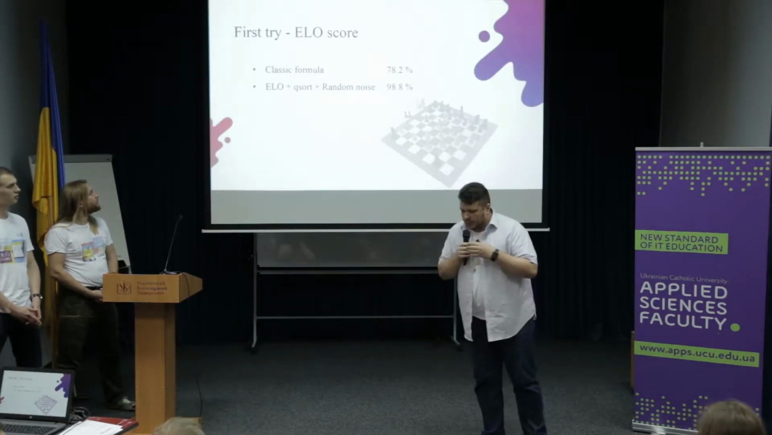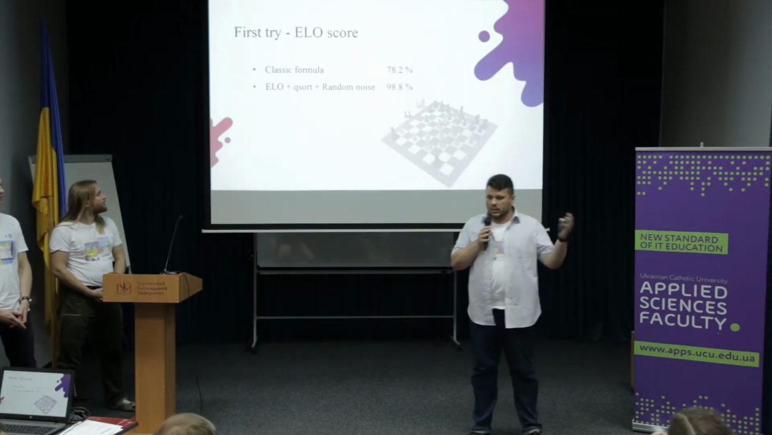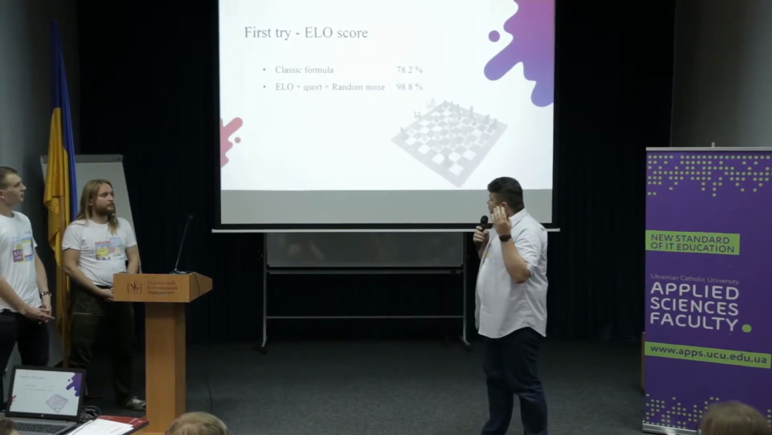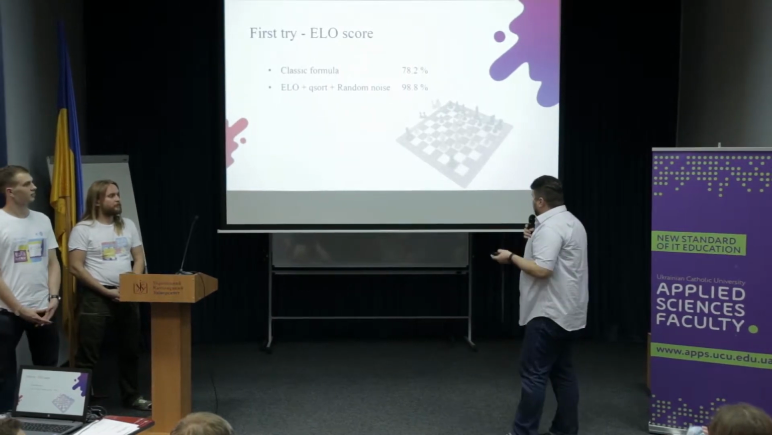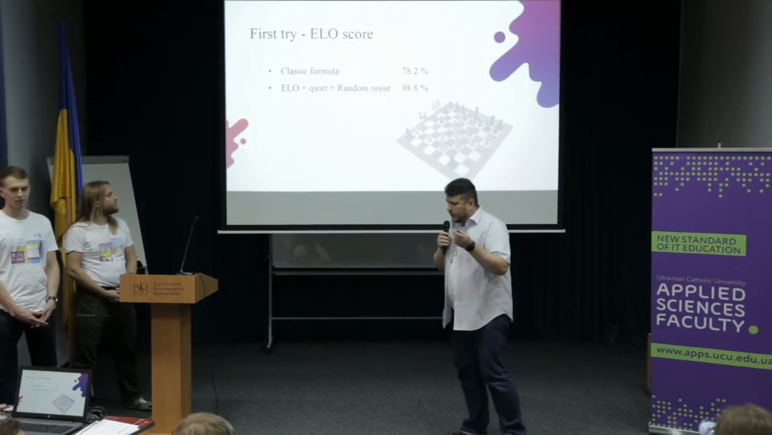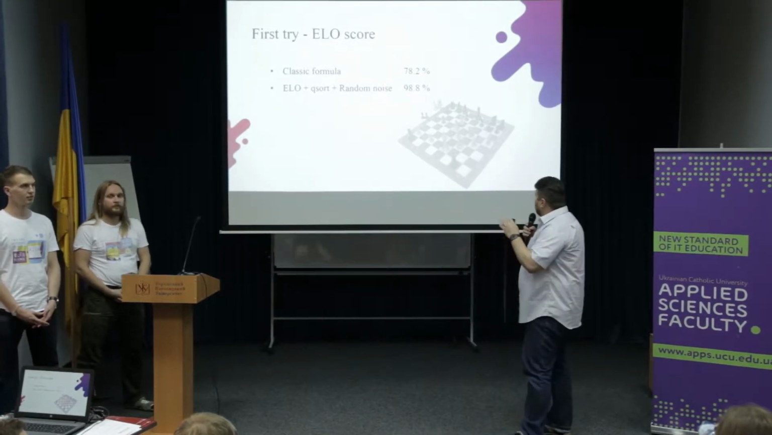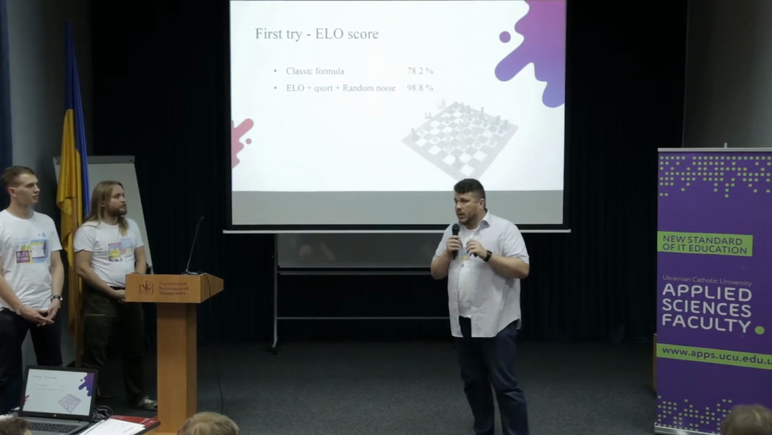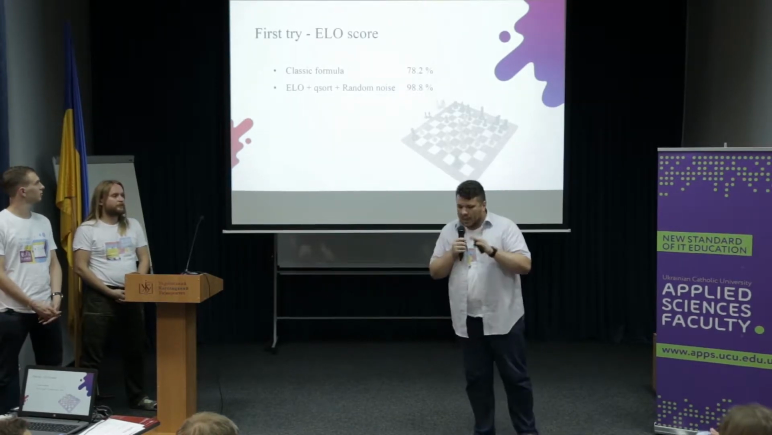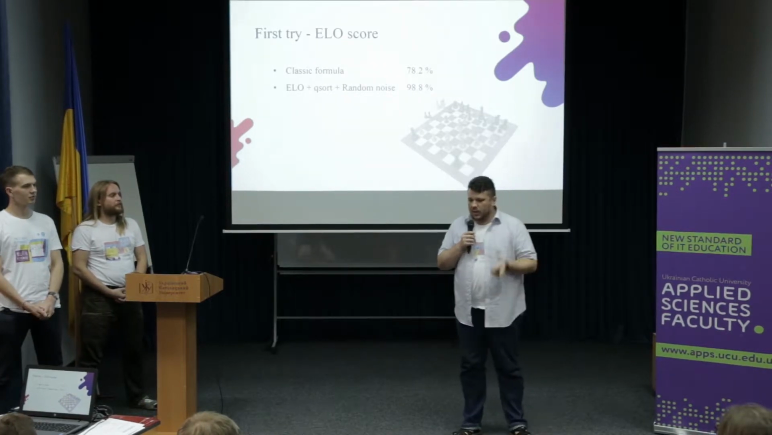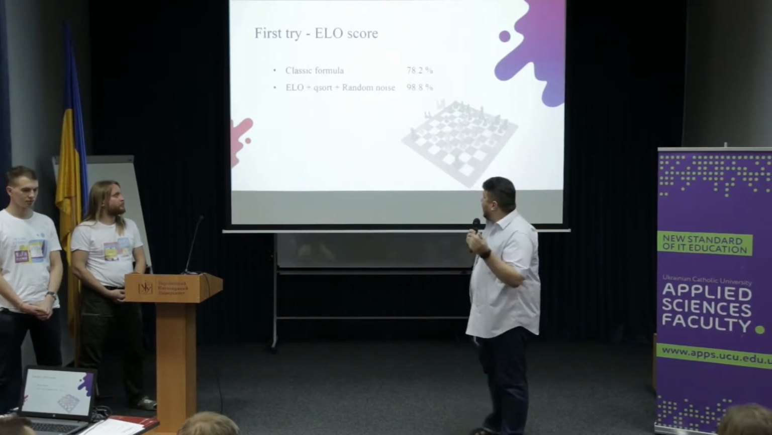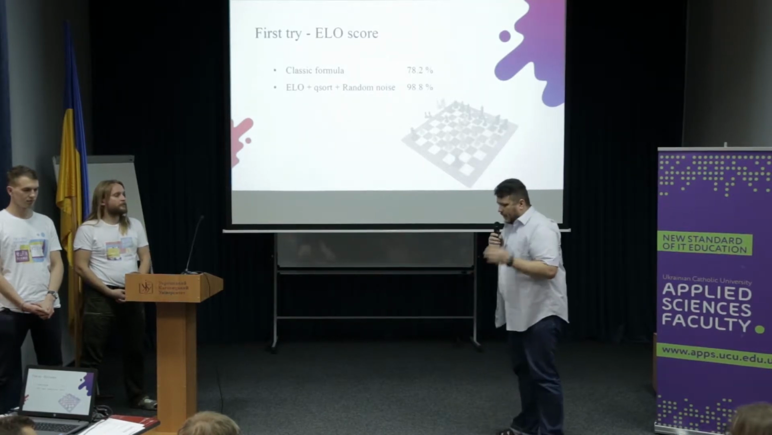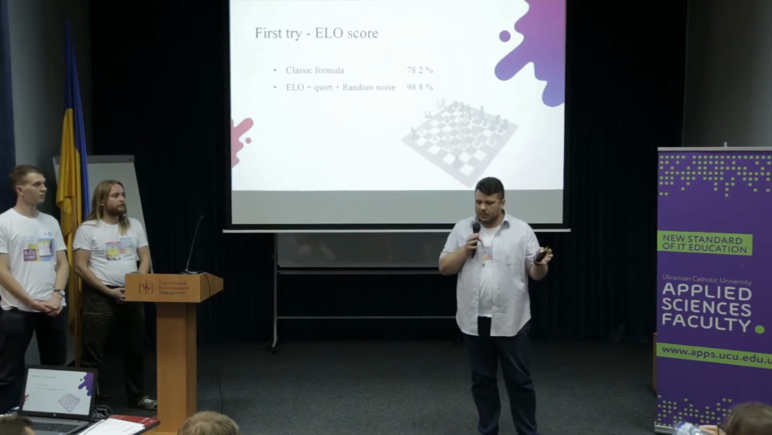Then we tried to put these answers into one rank. We started with the well-known Elo score, which is used for chess grandmasters, but it gave us only 78% accuracy. Then we added some random noise and swap techniques, which we took from the well-known quicksort algorithm, and finally got accuracy of at least 98.8. Now we have already labeled data.